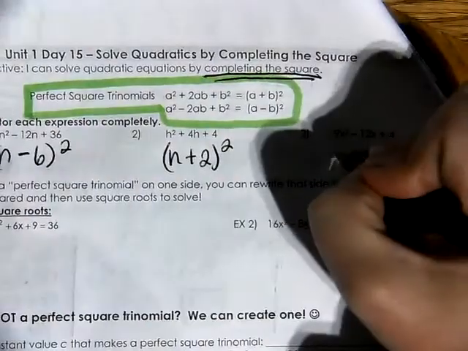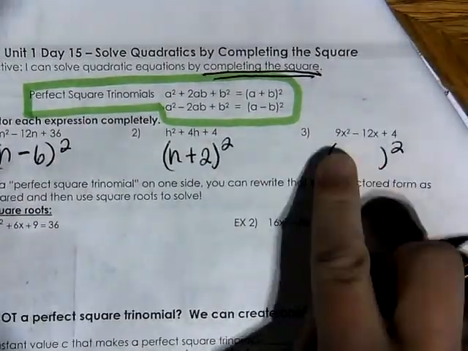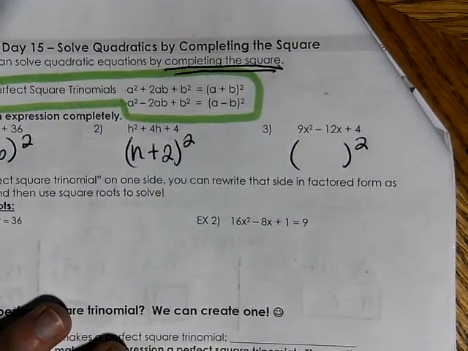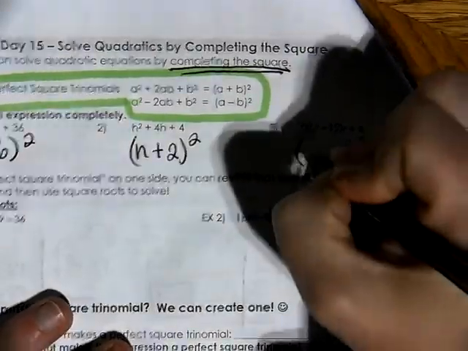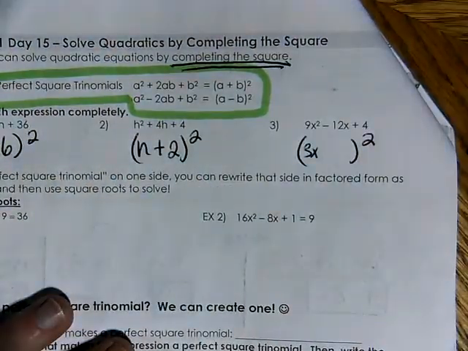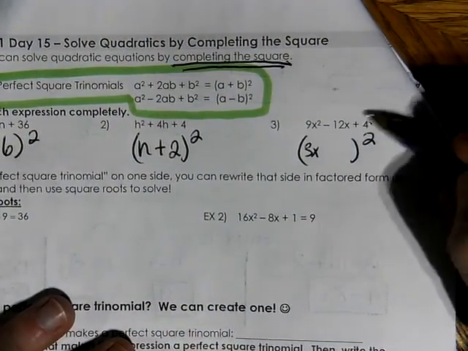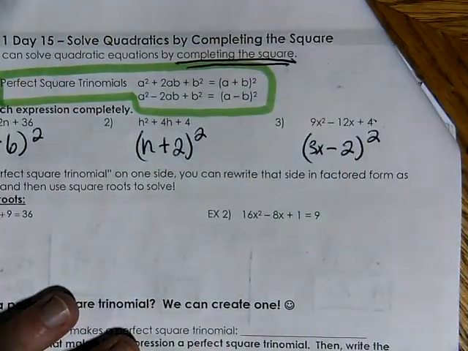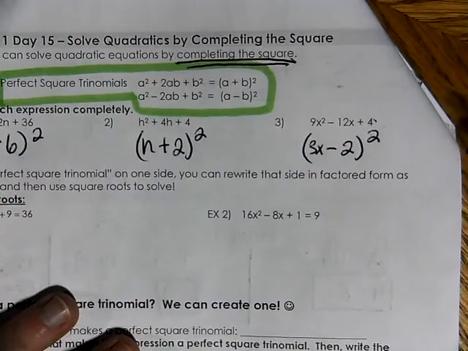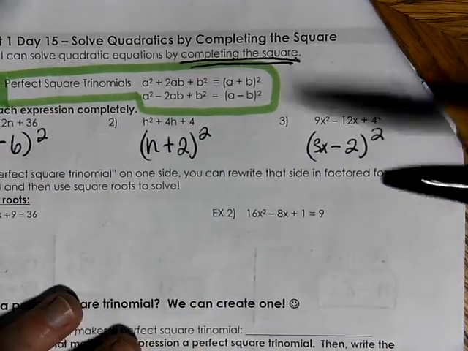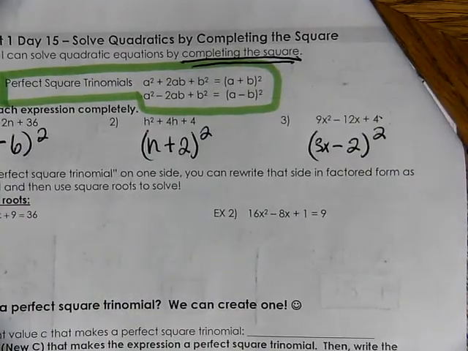Let's look at number 3. This one's a little bit different because our a value is not 1 this time, but it's still a perfect square trinomial. The square root of 9x squared is 3x. The square root of 4 is 2. The sign of b is minus. Let's check this out. What is 2 times 3x? 6x. What's 6x doubled? 12x. So that is the pattern of perfect square trinomials.